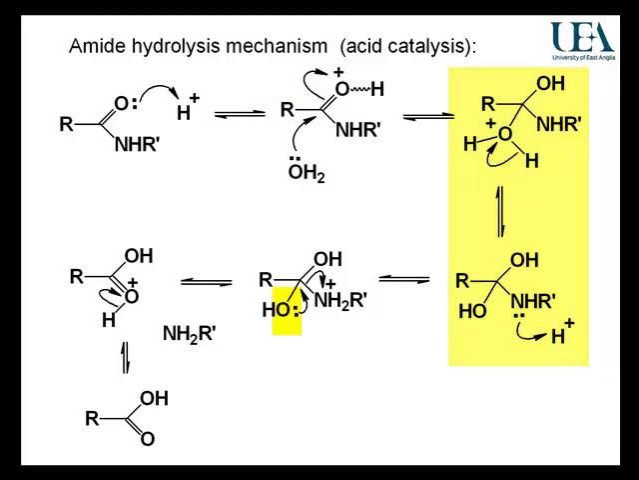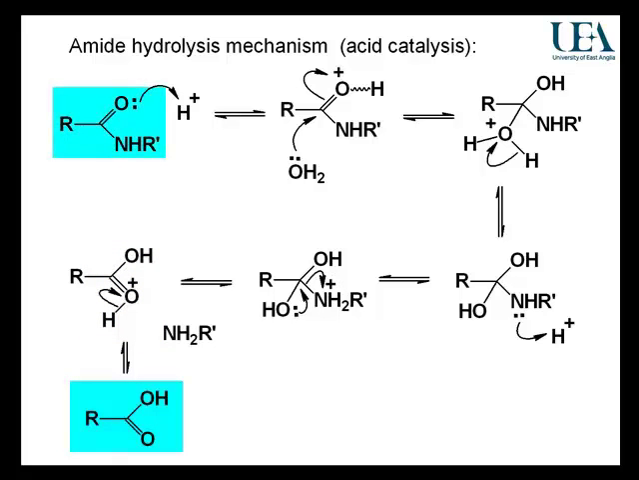This is a heteroatom with a lone pair to break the carbon-nitrogen bond this time. And then a loss of a proton to complete the mechanism to get you through to the carboxylic acid. So the amide has become a carboxylic acid and an amine at that stage in the mechanism.